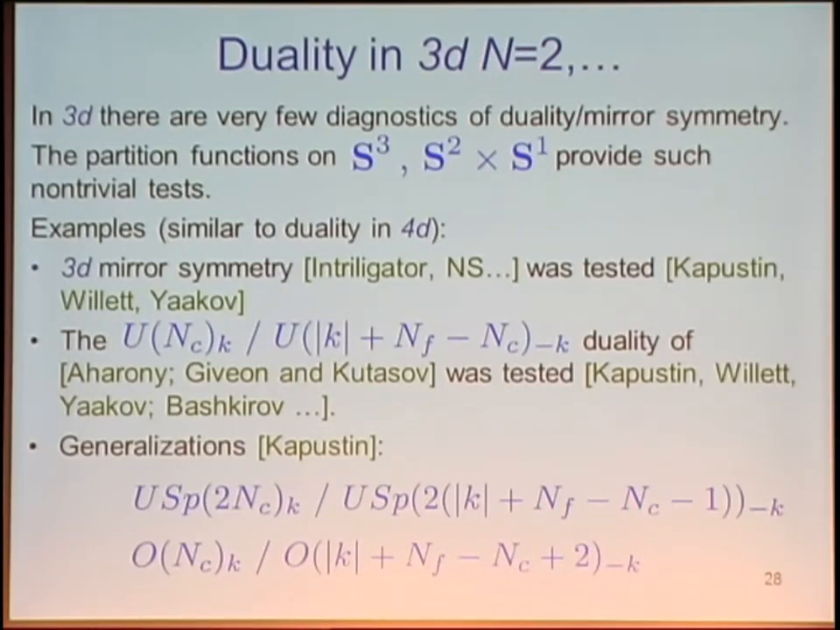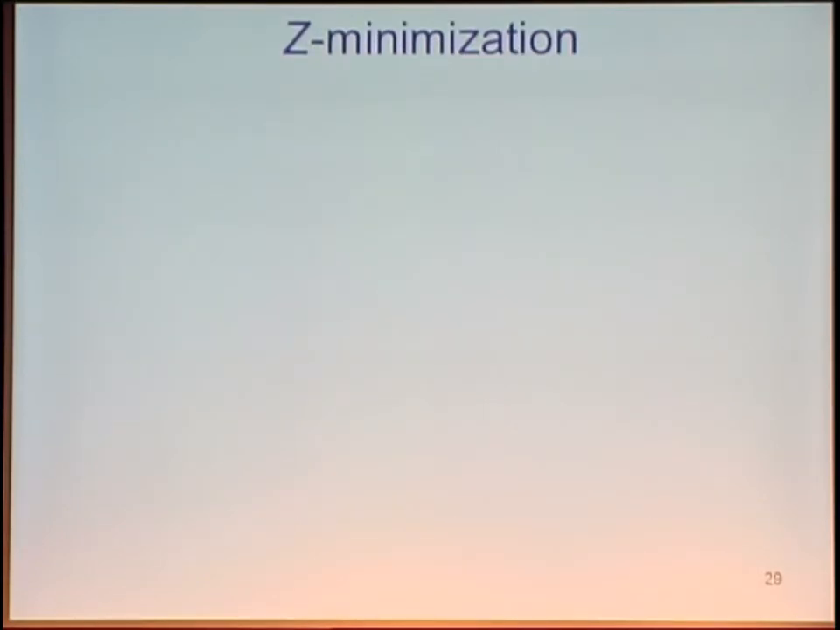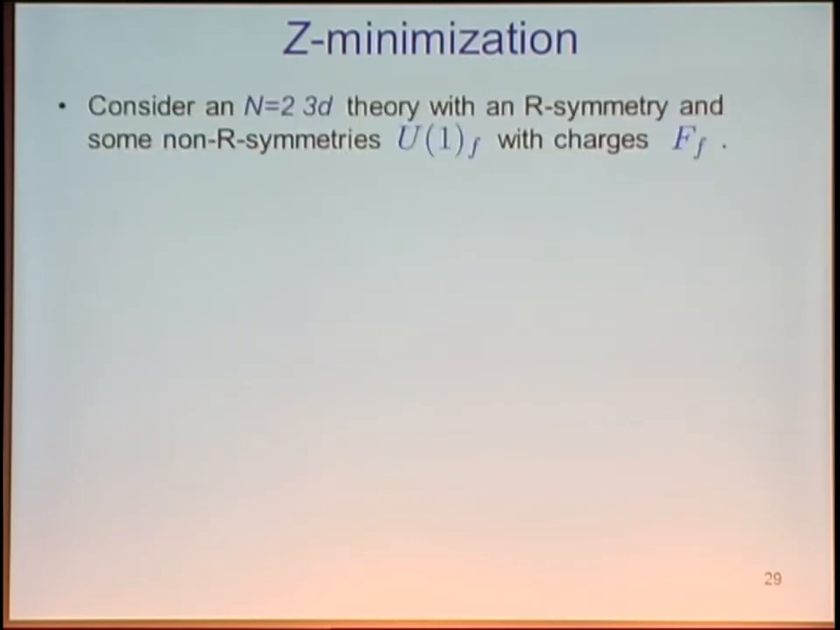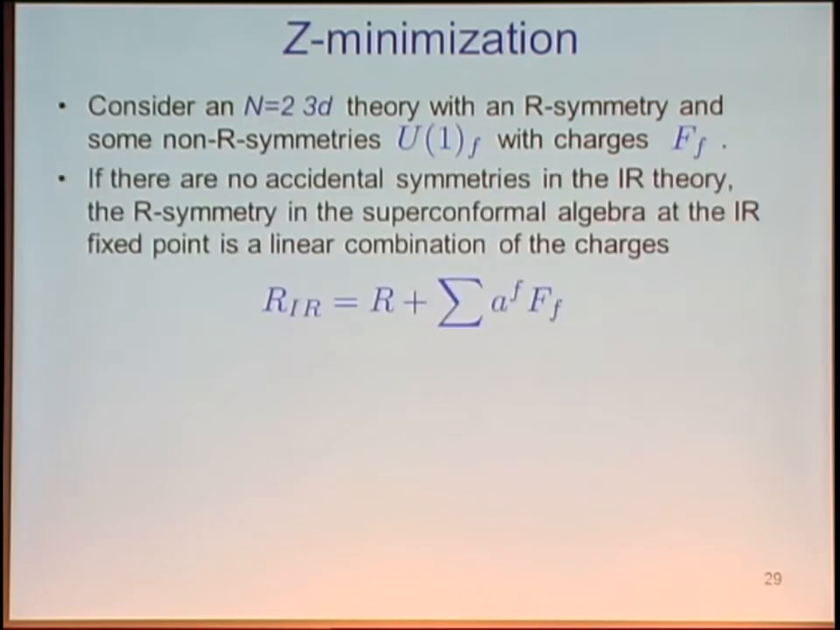So a rich set of dualities was proposed and was tested. The last topic I want to discuss is Z minimization. So consider an N equals 2 theory in 3 dimensions, which has an R symmetry, and some non-R symmetry, U(1)_F, with charges F.